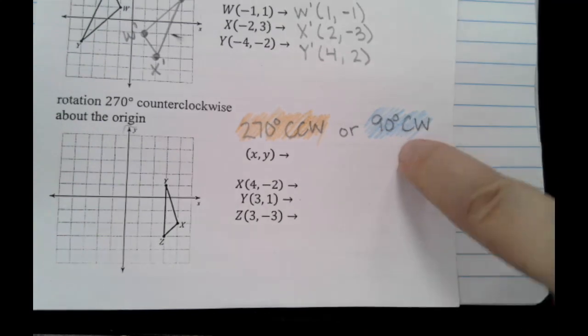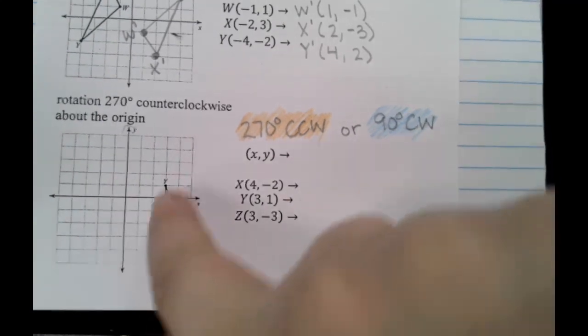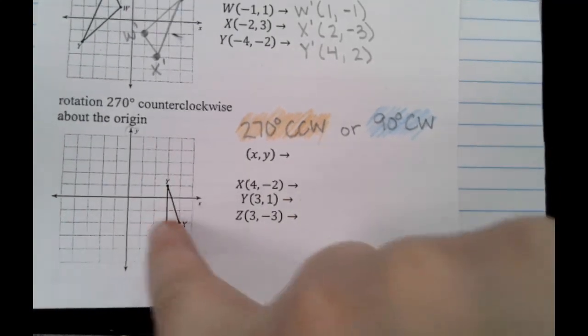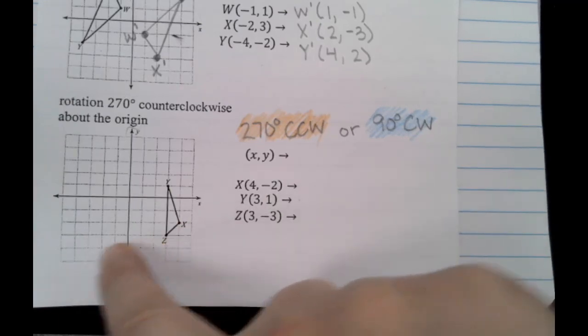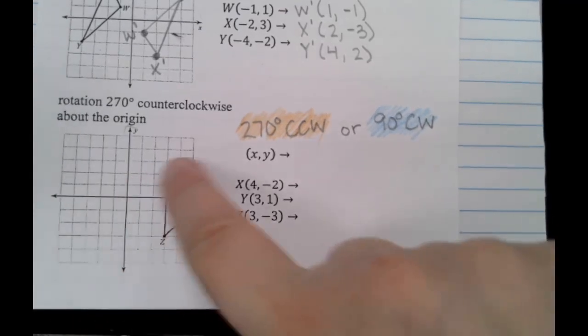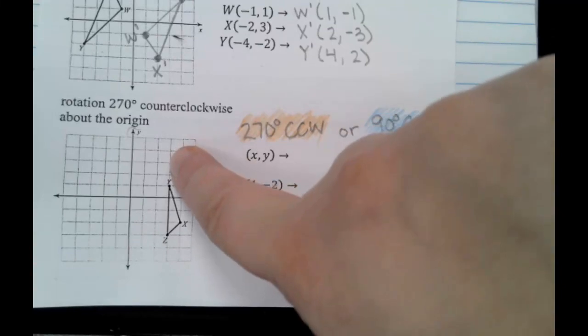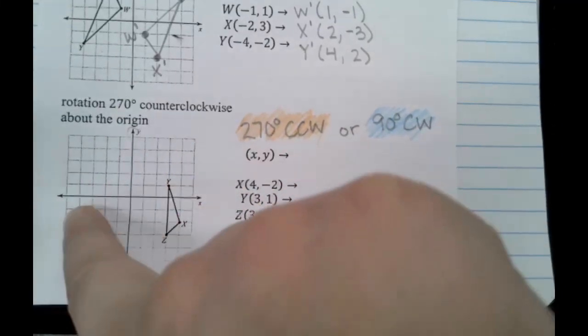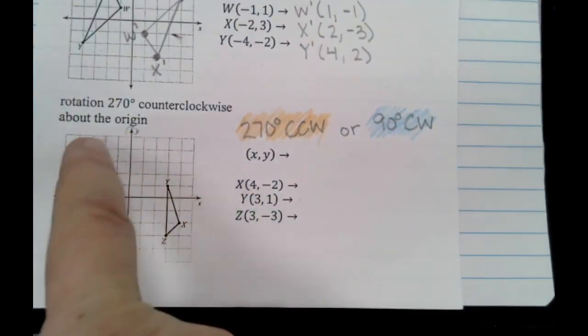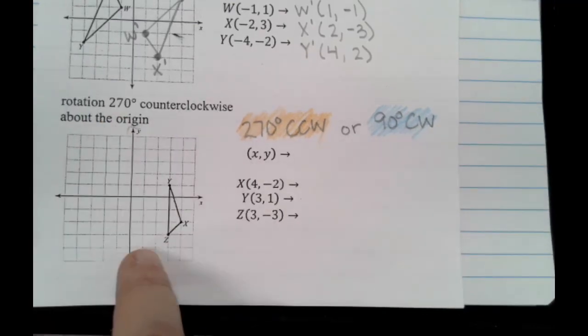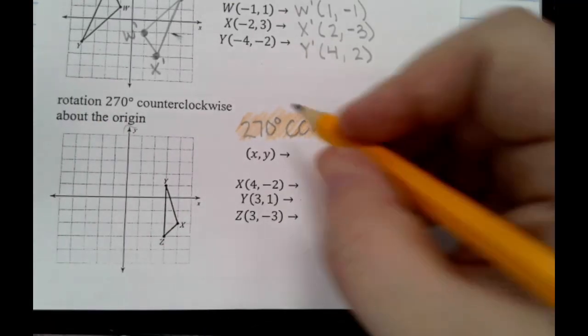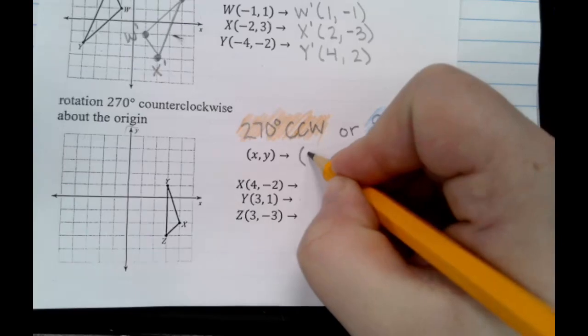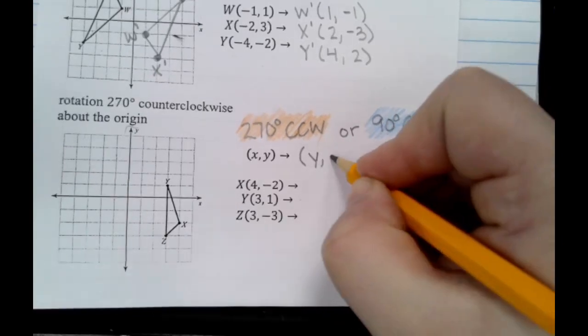All right, so our counterclockwise 270 or 90 degrees clockwise means we're going to move it over. If I go clockwise, it's going to go from this bottom right to the bottom left. And this Y up here would go from the top right to the bottom right. We're moving this way 90 degrees, or we could think that we're traveling 3 over in the other direction. And our rule is X, Y switches to Y, opposite X.